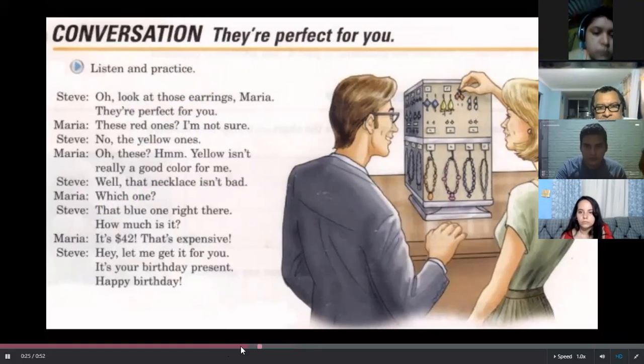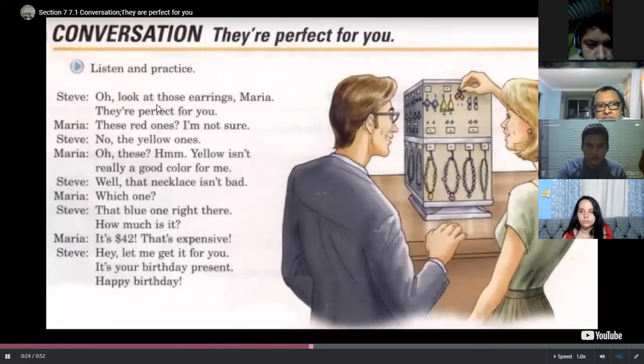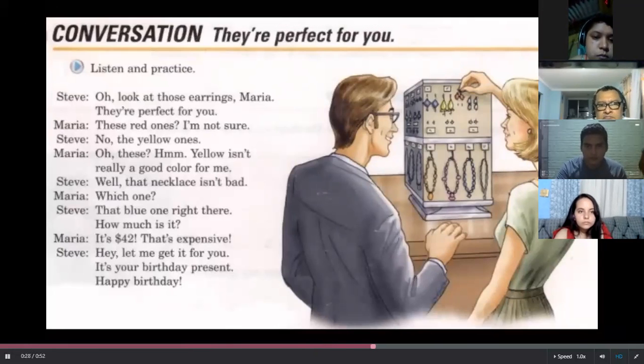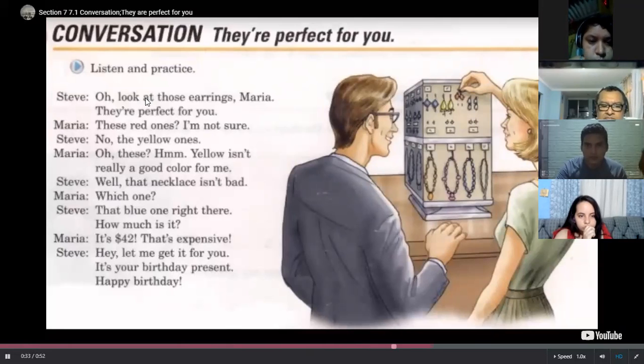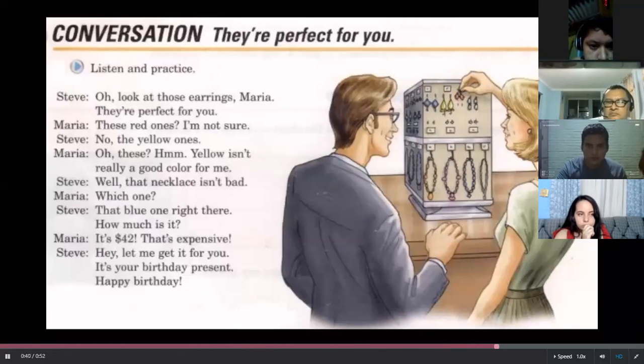Not yeah, just they're perfect. While shopping. Pay attention to the pronunciation. Oh, look at those earrings, Maria. They're perfect for you. These red ones? I'm not sure. No, the yellow ones. Oh, these? Yellow isn't really a good color for me. Well, that necklace isn't bad. Which one? That blue one right there. How much is it? It's $42. That's expensive. Hey, let me get it for you. It's your birthday present. Happy birthday.